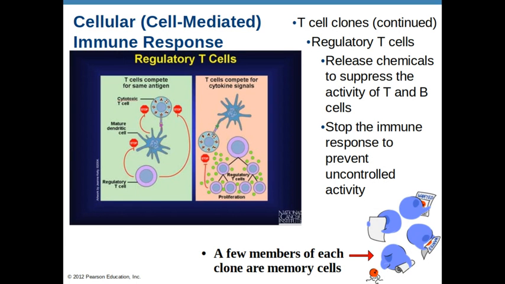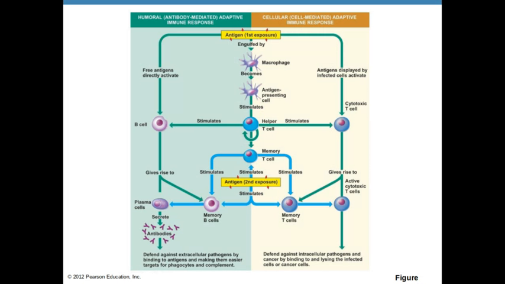So you have these regulatory T cells that will secrete chemicals that suppress the activity of T cells and B cells, okay? Because we don't want the immune system operating out of control, okay? That's when we have sickness. That's when we have autoimmune disorders, cancers, things like that we don't really have time to go into this year, okay? So here's a visual you will find in your book.